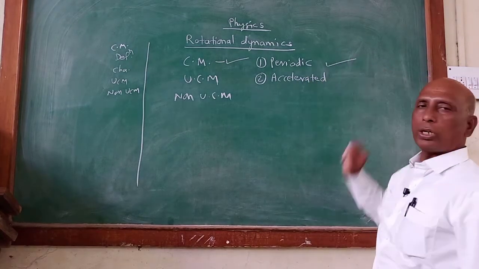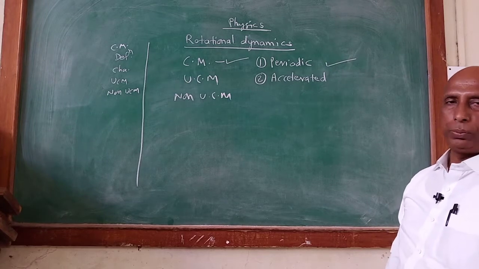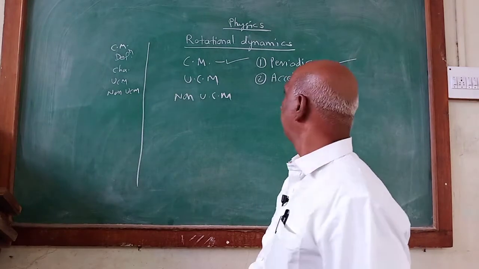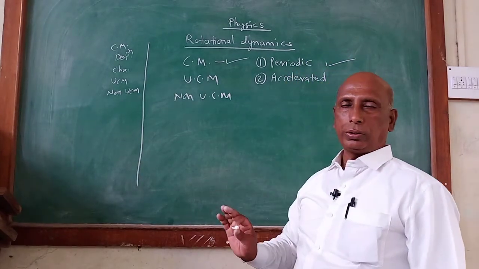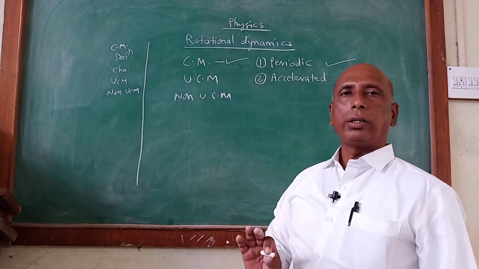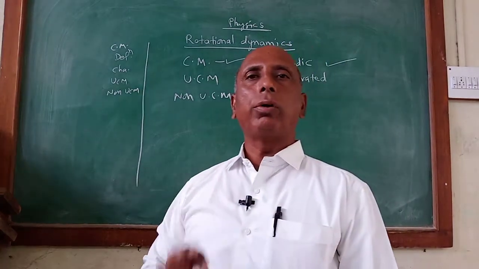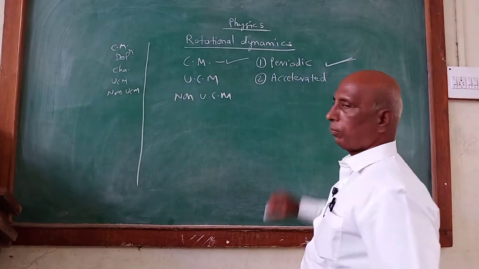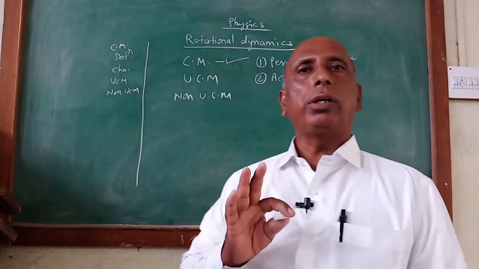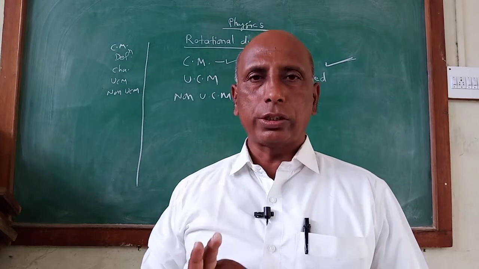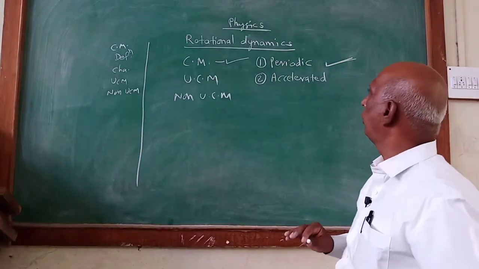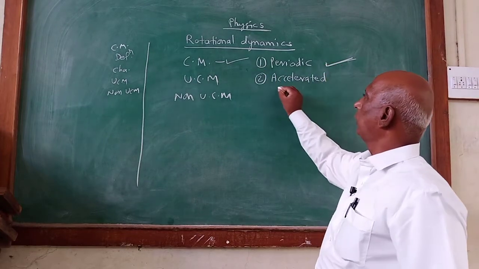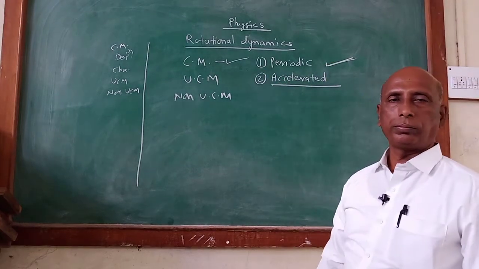Now what is periodic motion? If the particle completes one revolution in equal intervals of time, then the motion is periodic motion. If it covers equal distances in equal intervals of time, so circular motion is periodic motion. Now the second one is accelerated motion.